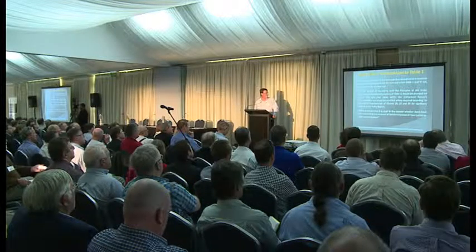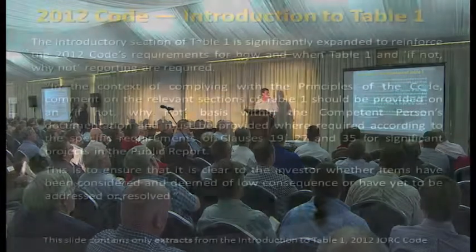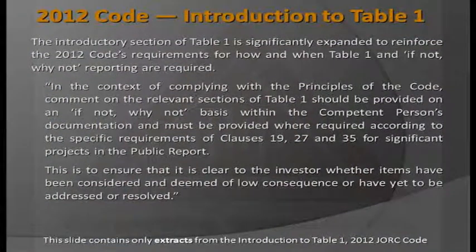The introduction to Table 1, as I say, has been heavily modified. This is in the context of complying with the principles of the code. Reporting on if not, why not basis refers to the exploration results, mineral resources, or reserves sections, and to ensure that it's clear to the investor whether these items have been considered.